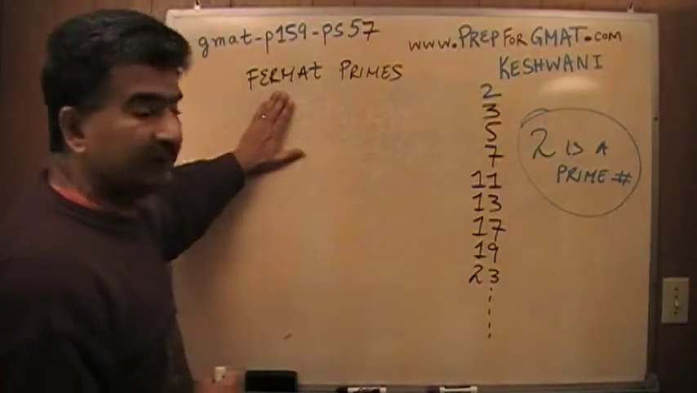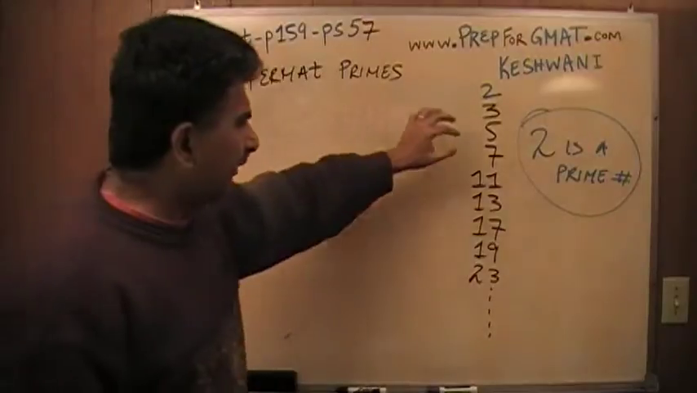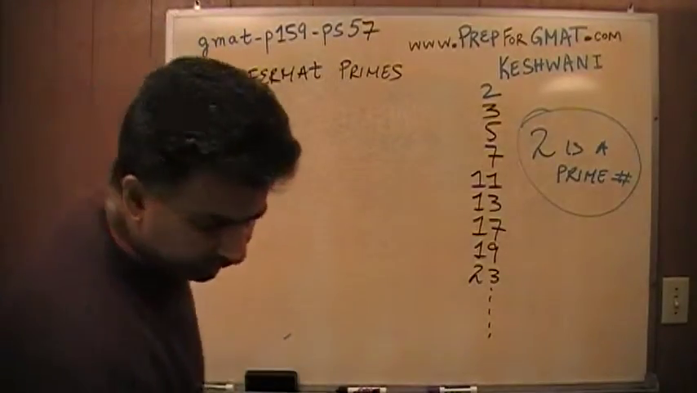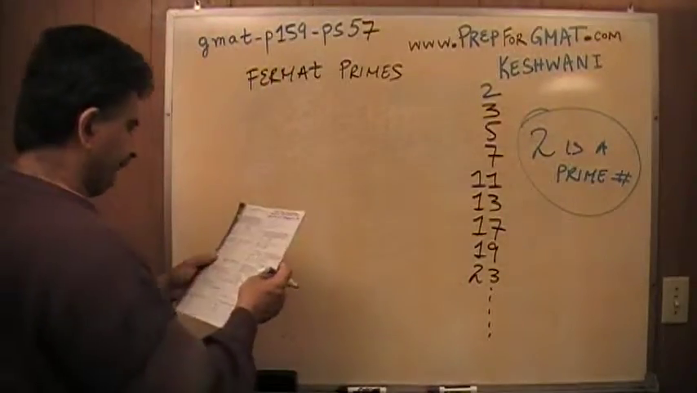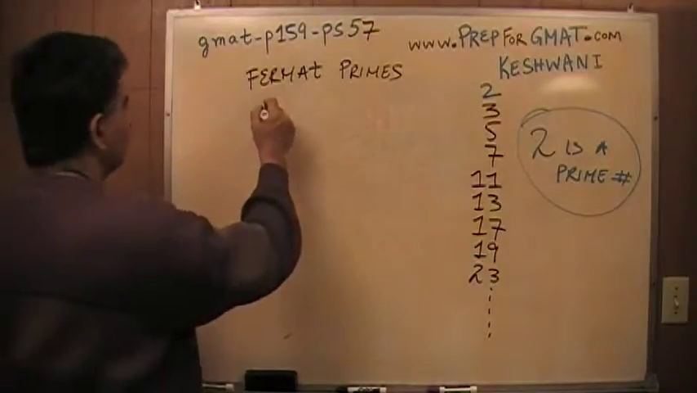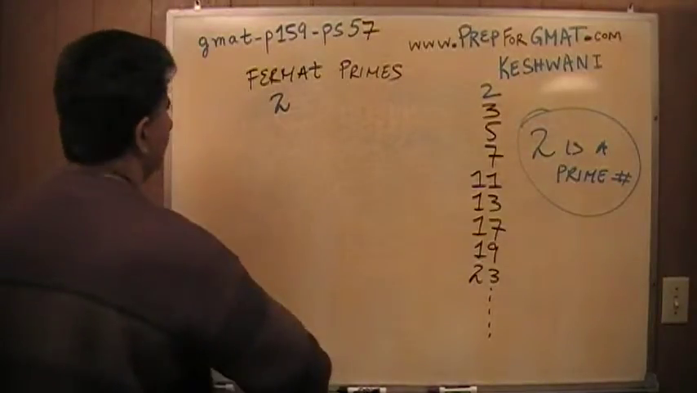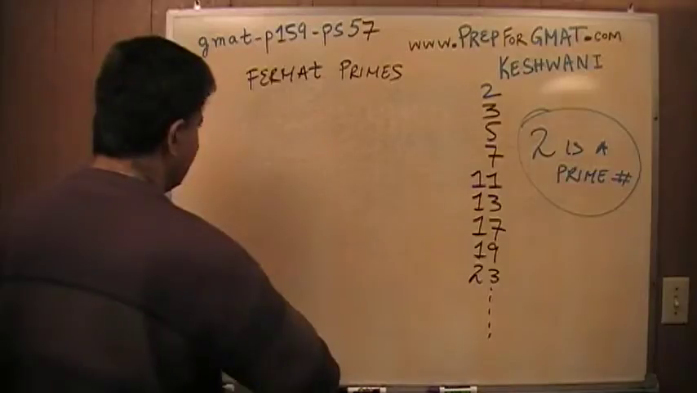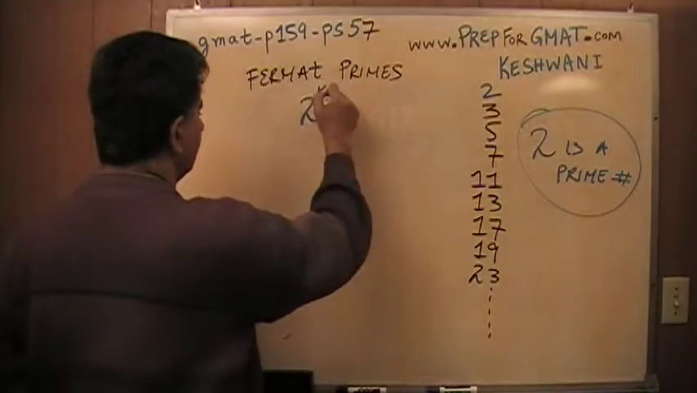Now for Fermat primes, a very particular kind of prime numbers, which can be written in a form like this: 2 raised to some power, plus a 1.